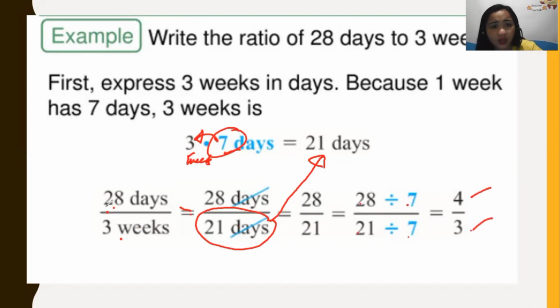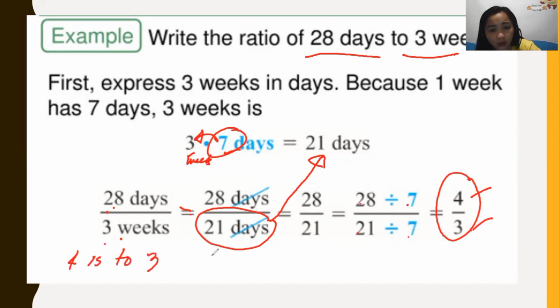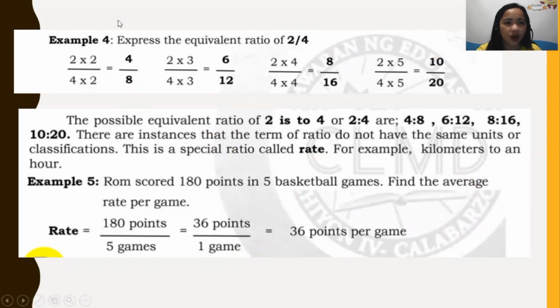So, the ratio of 28 days to 3 weeks is 4:3. So, we can write that in word as 4:3. Or we can write in column, 4:3. So that's how easy we express the ratio of two quantities with different units. So tandaan, dapat pareha sila ng unit. Now, when it comes to math, here naman, we have example number 4.